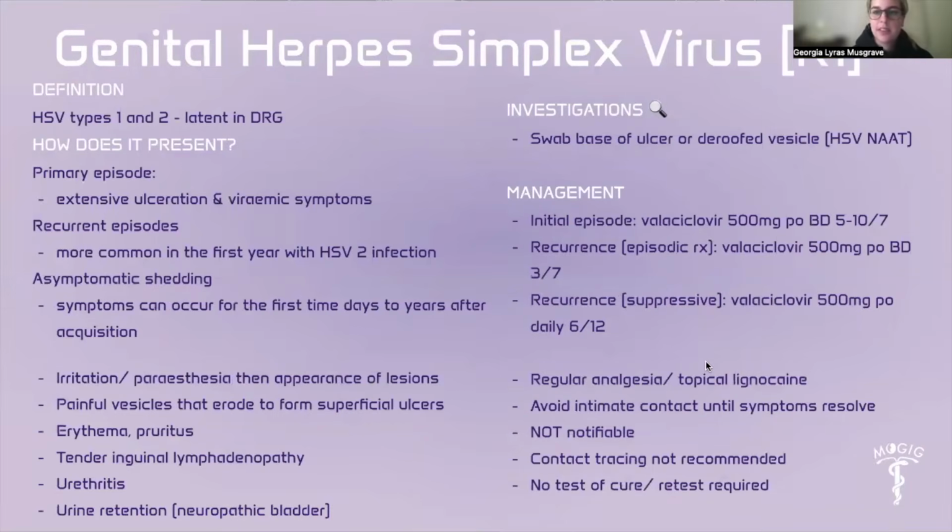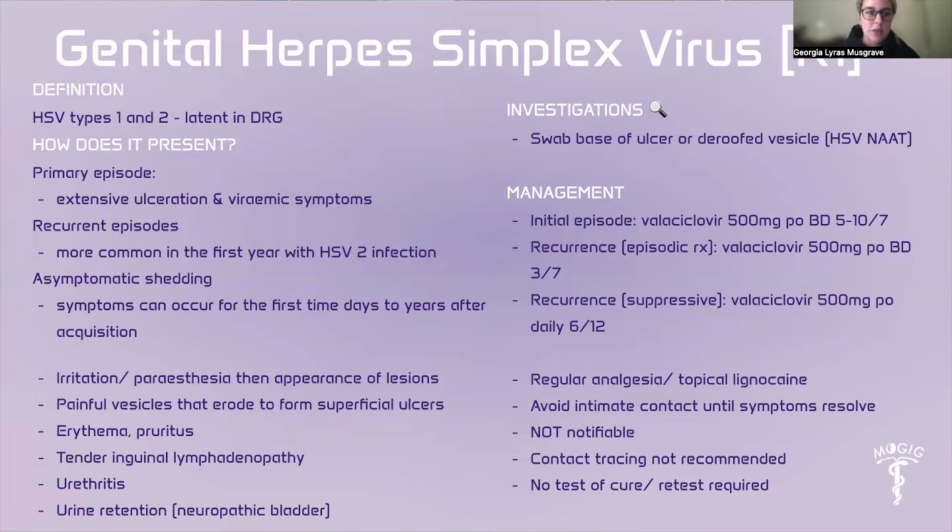So genital herpes simplex is caused by herpes simplex, both types 1 and type 2, which become latent in the dorsal root ganglion, so they can recur. So your primary episode, you'll get extensive ulceration and viremic symptoms. And then in recurrent episodes, these will happen more commonly in the first year with herpes simplex virus 2. Asymptomatic shedding can occur anytime from days to years after acquisition, which we will come back to in a second.